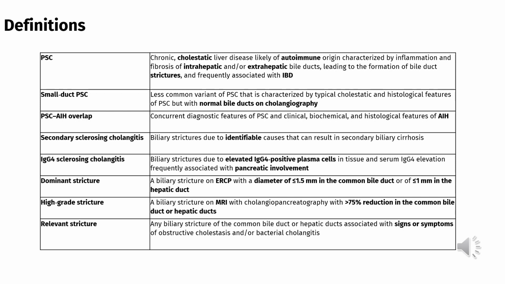Then you may have the high-grade stricture, which is usually detected on the MRI, MRCP, and the specific definition for this is when you find more than 75% reduction in the common bile duct or hepatic ducts. And finally, a relevant stricture is any kind of biliary stricture of the common bile duct or the hepatic ducts associated with signs or symptoms of obstructive cholestasis and or bacterial cholangitis.